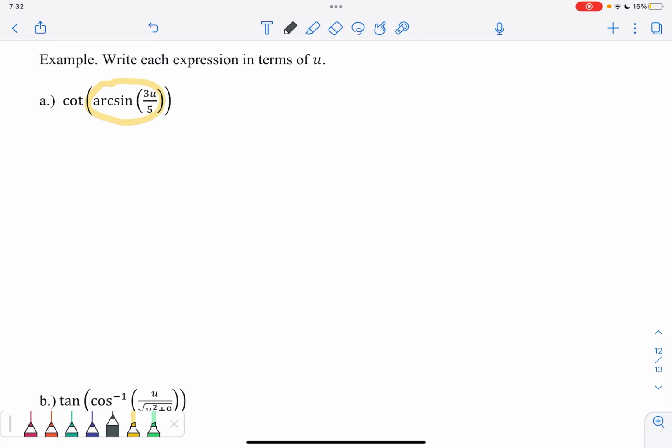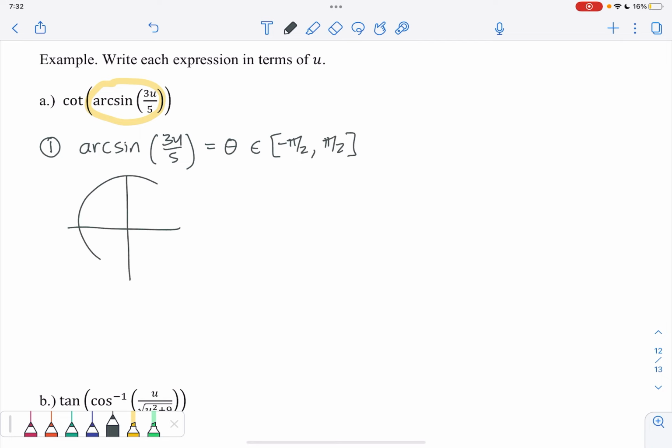My first piece, arc sine of 3u over 5, is some angle, and I know that angle has to be between negative pi over 2 and pi over 2. Okay, so let's draw that. Where would that live? Well, negative pi over 2 to pi over 2.